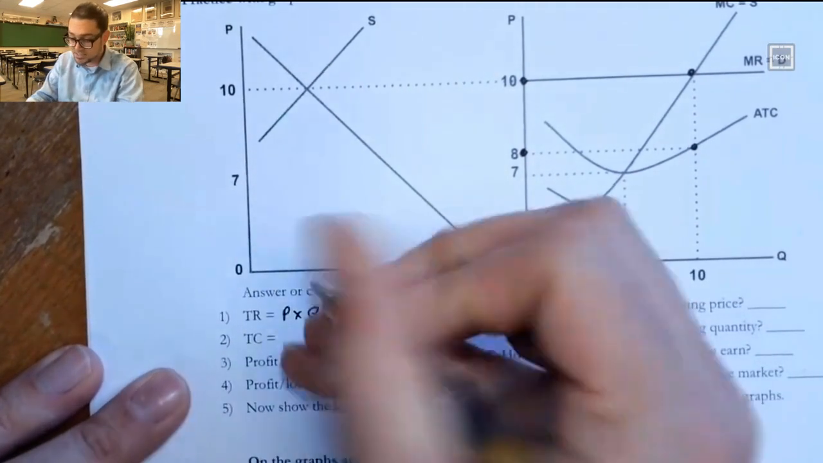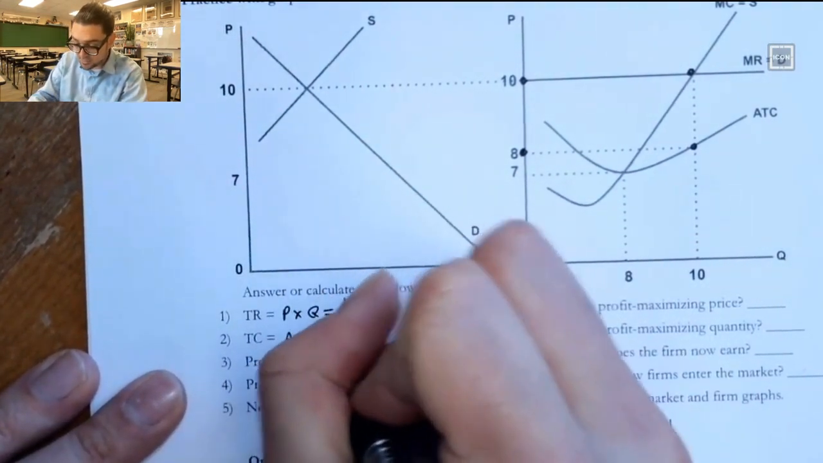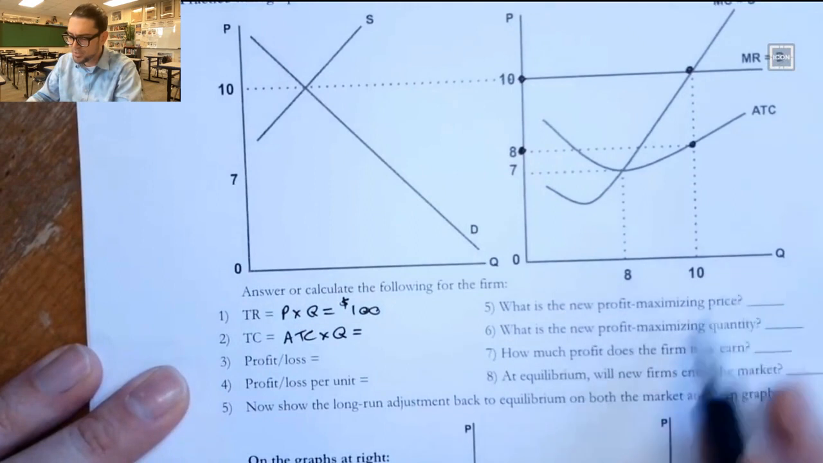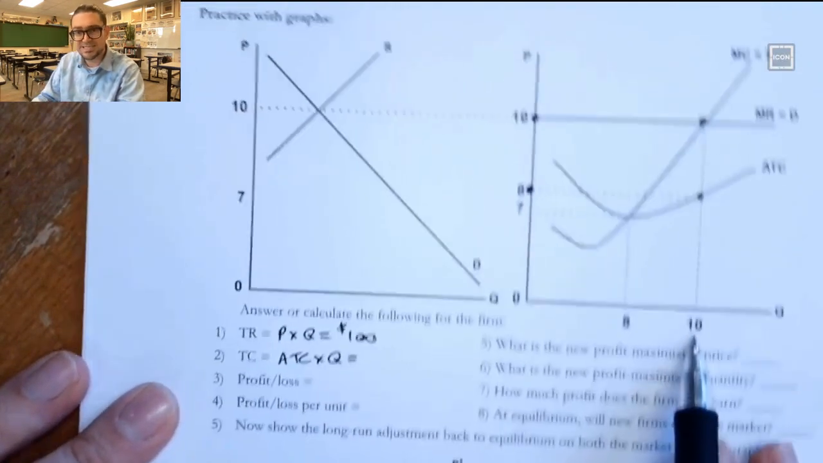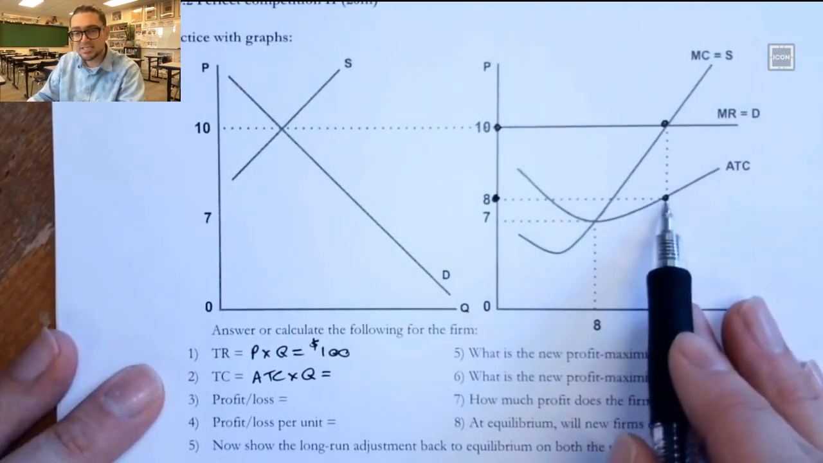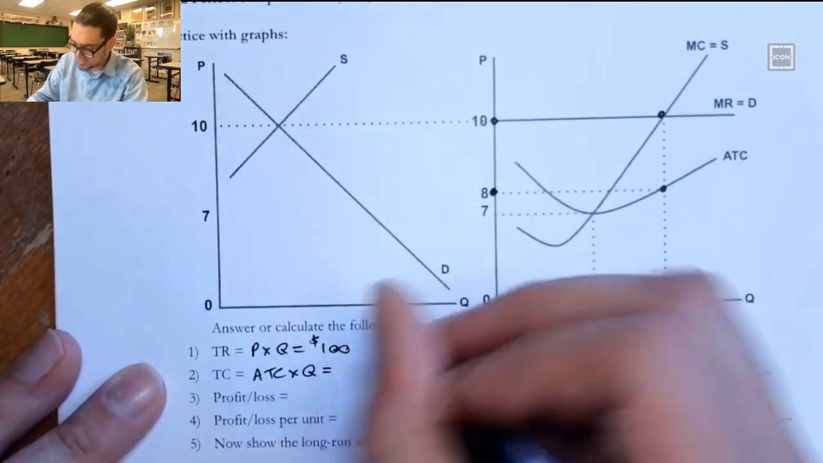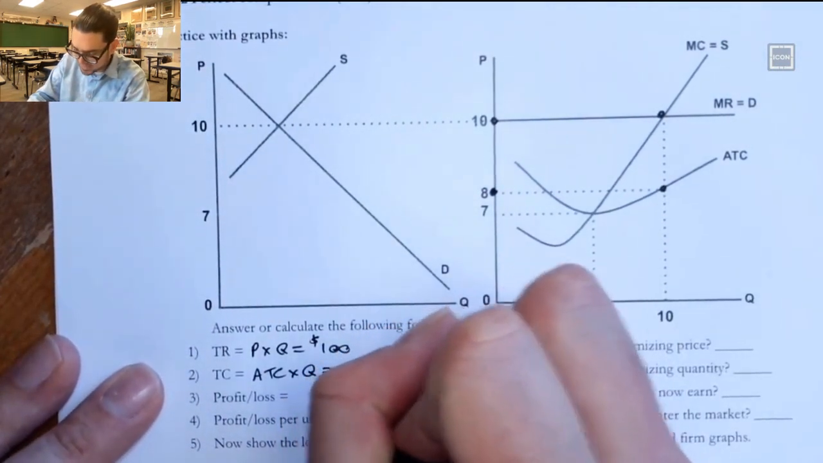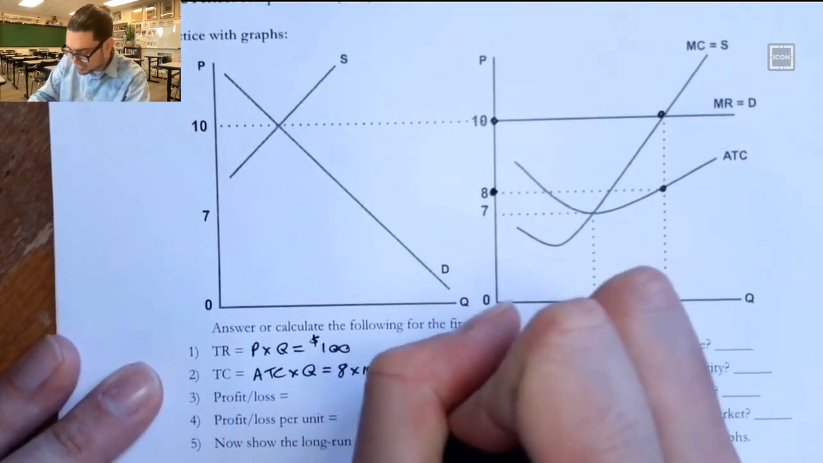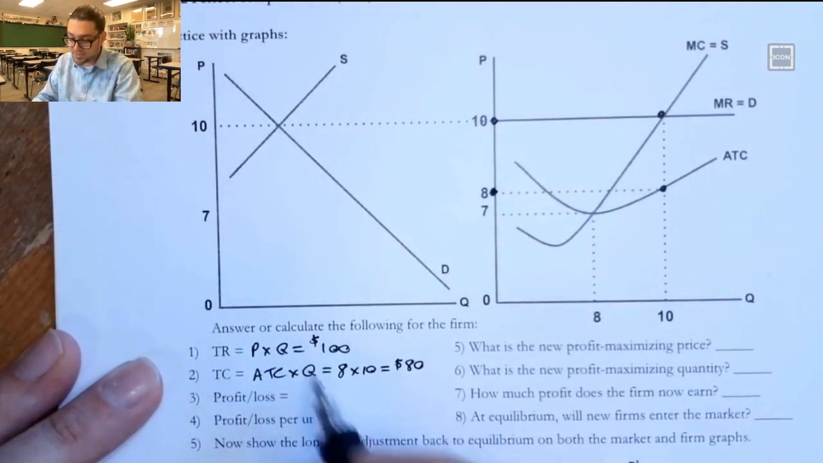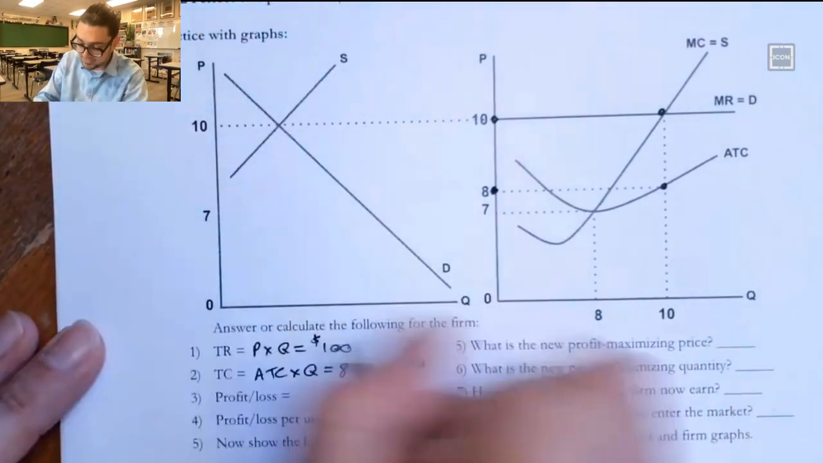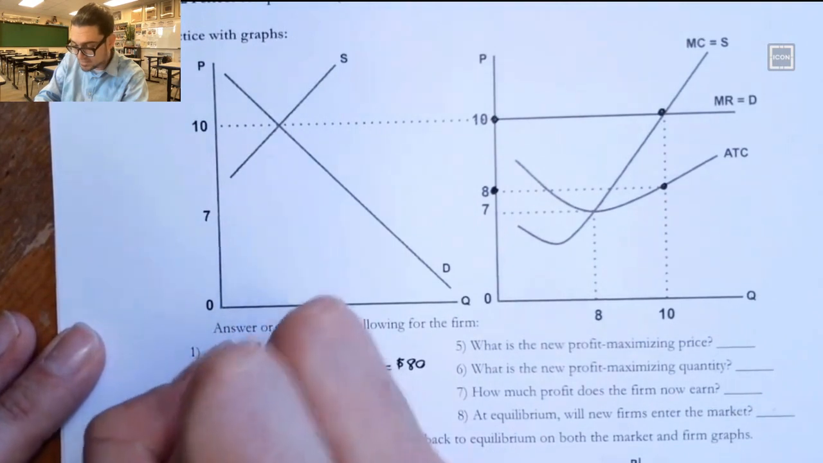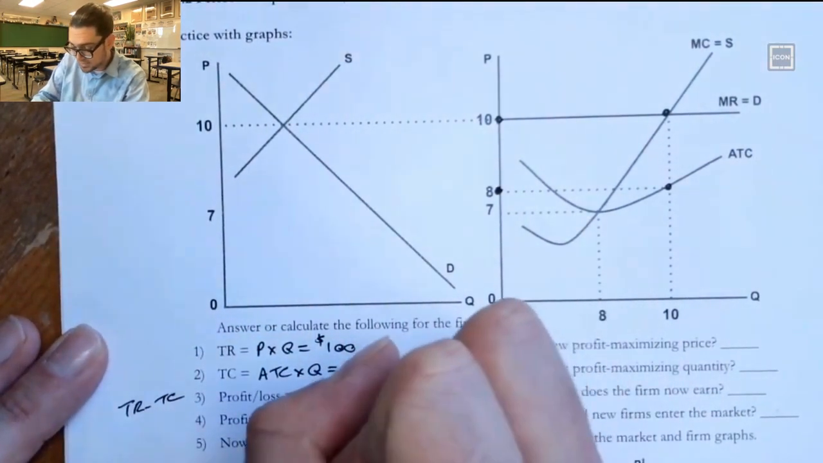Now total cost is going to be our ATC times the quantity. And so we know we're producing where MR equals MC at quantity 10. The ATC at quantity 10 is 8. So we're going to say 8 times 10 is 80. And then we can do our profit here as 100 minus 80, right? So TR minus TC. And so that's just $20.